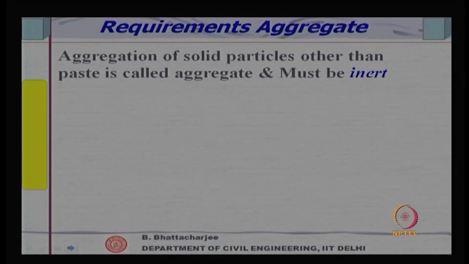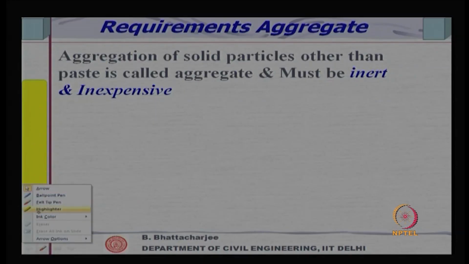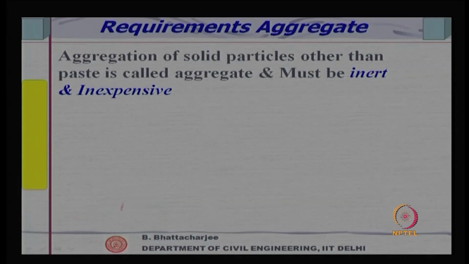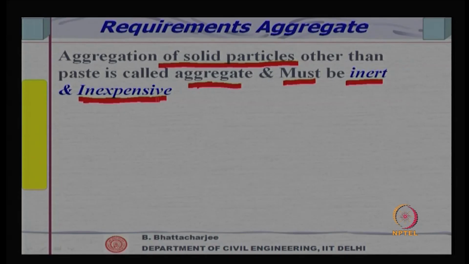Now, why do you call it aggregate? Because it is an aggregation of solid particles other than paste, and that is what we call aggregates. One major important property is that it must be inert, and obviously, since a large quantity is used, it must be inexpensive.